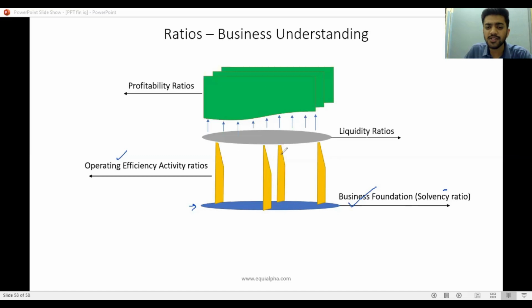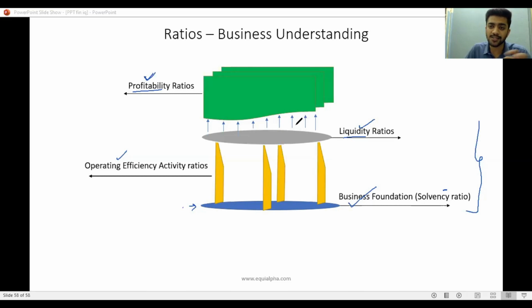After that comes the liquidity that provides money to all the pillars, right? So that's the liquidity part of the business that comes up here. And finally comes the profitability part of the business. Now you can understand that if the foundation is solid, the company is operating effectively and efficiently, and the liquidity position in the medium term is good, then as a result, the company is bound to give good profitability ratios. In maximum cases, if these three are good, you will find good profitability ratios.